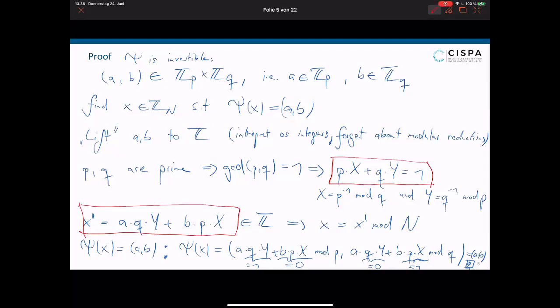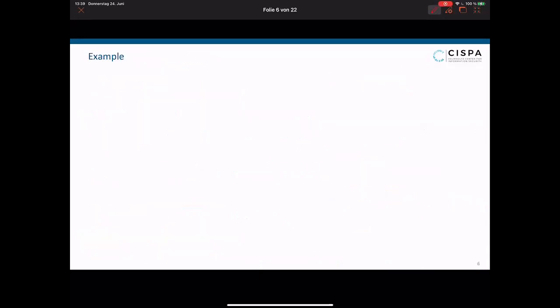Shouldn't it be phi of X prime equal, I mean, phi of X and phi of X prime, in the end, it's the same thing, right? If you add a multiple of N and reduce it mod P, this multiple of N becomes 0. So yeah, maybe this whole X prime business is not that important.